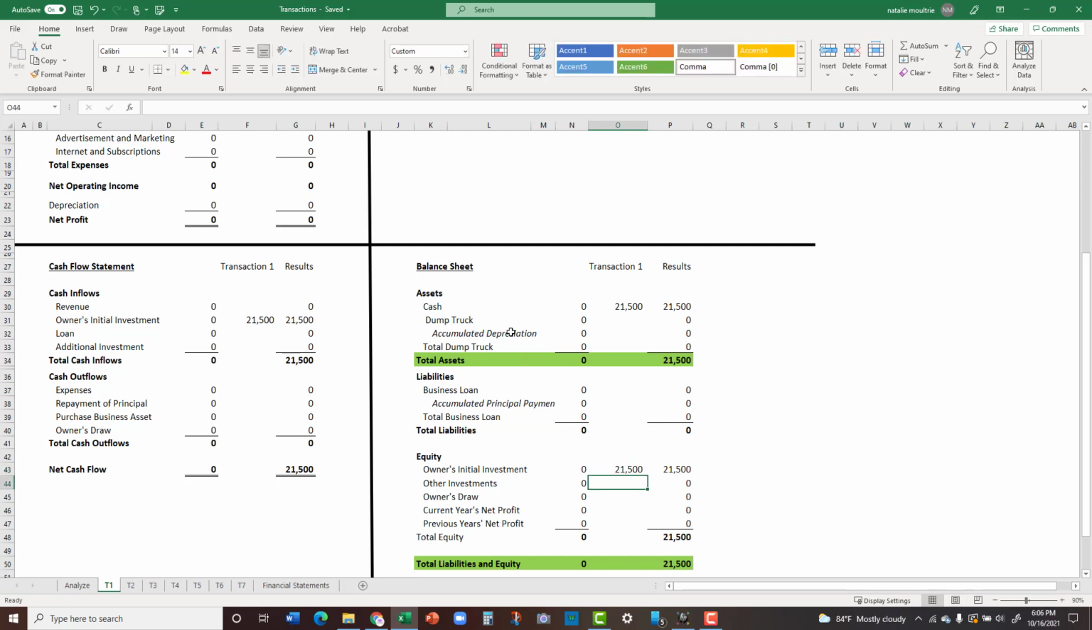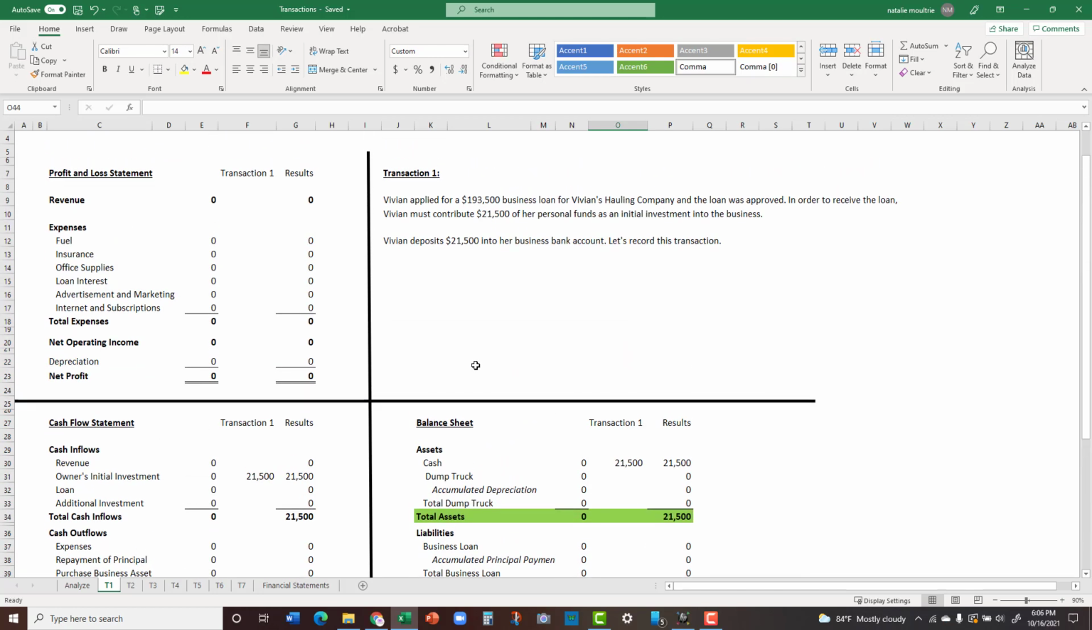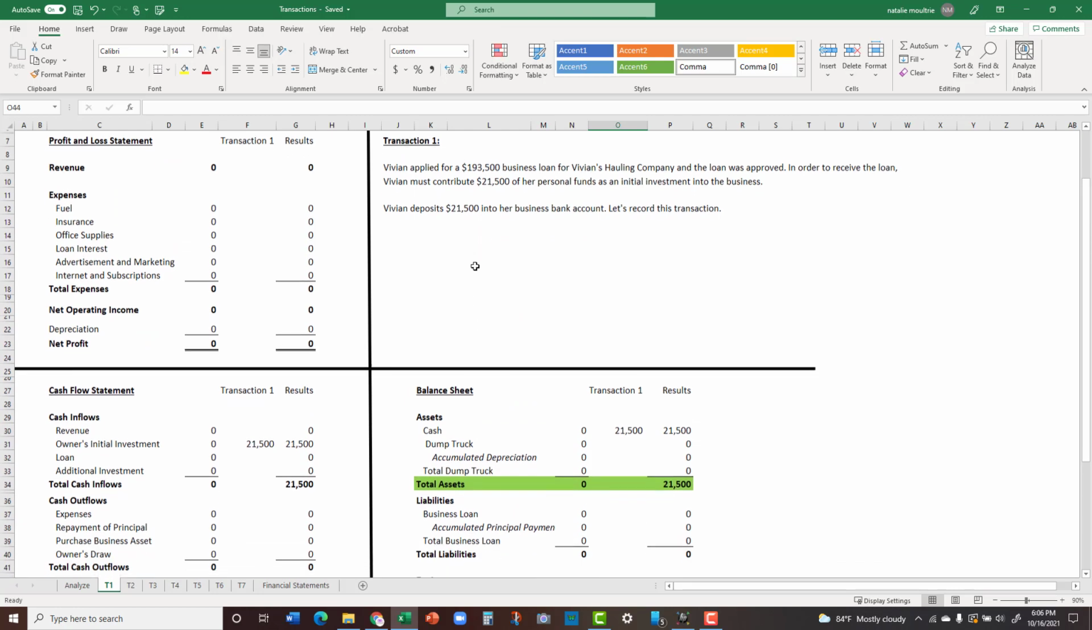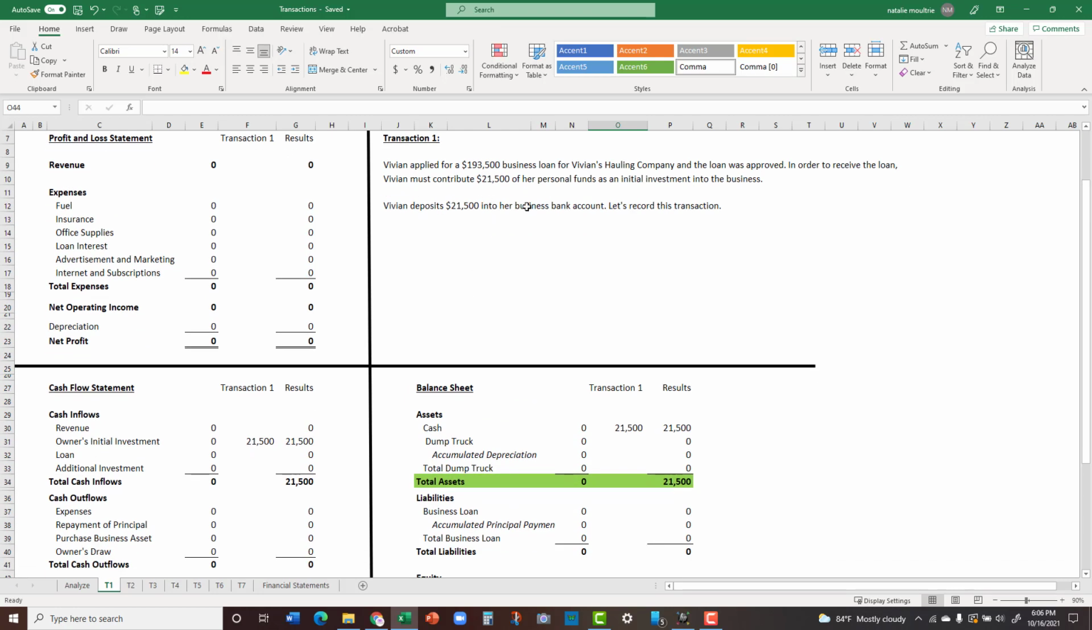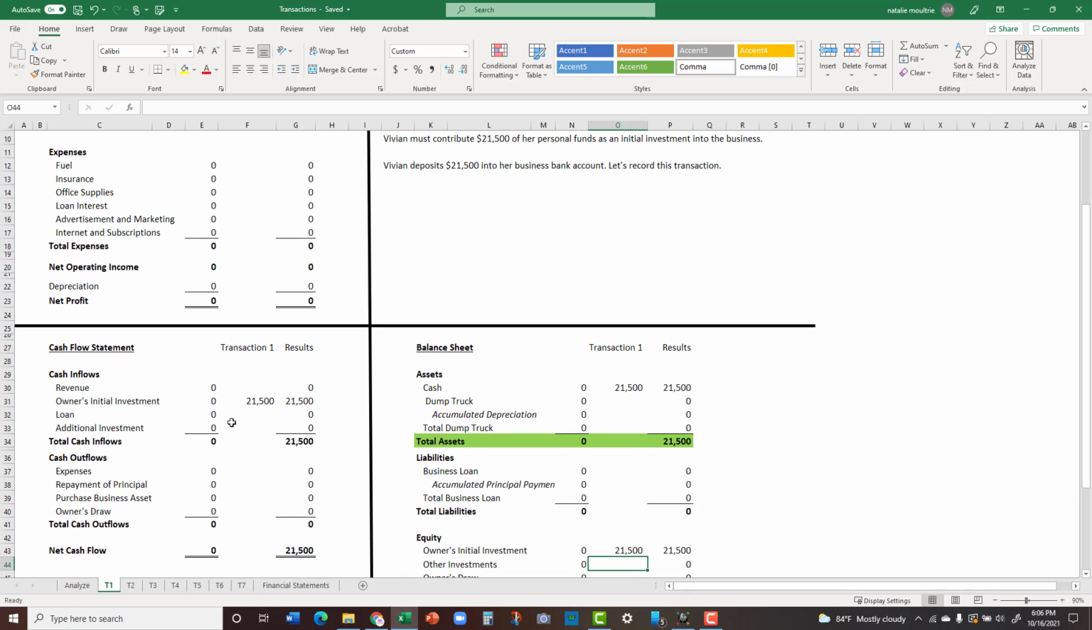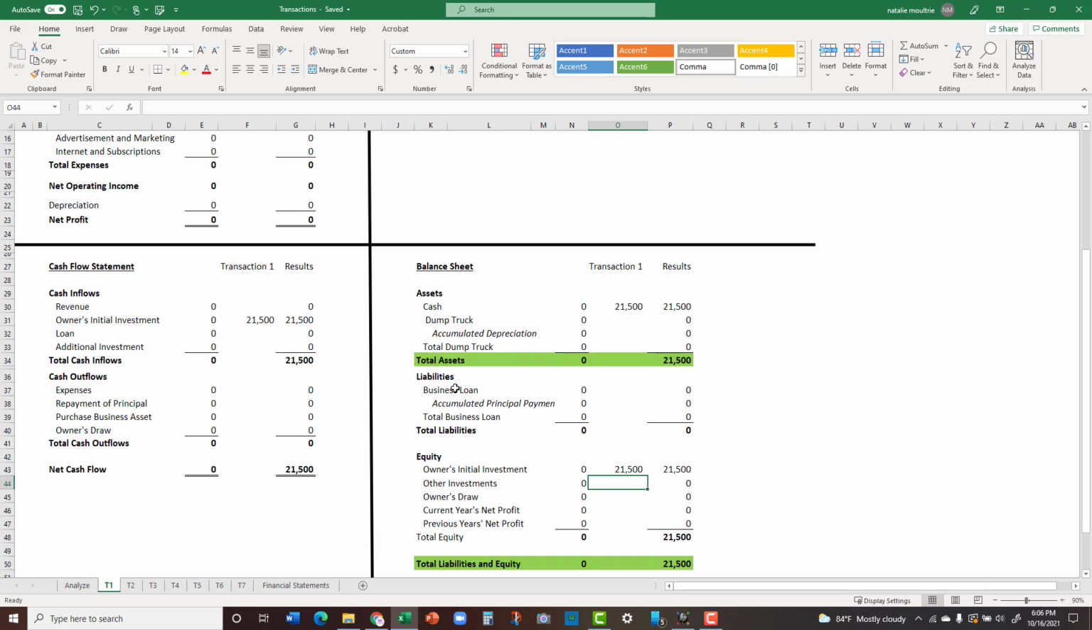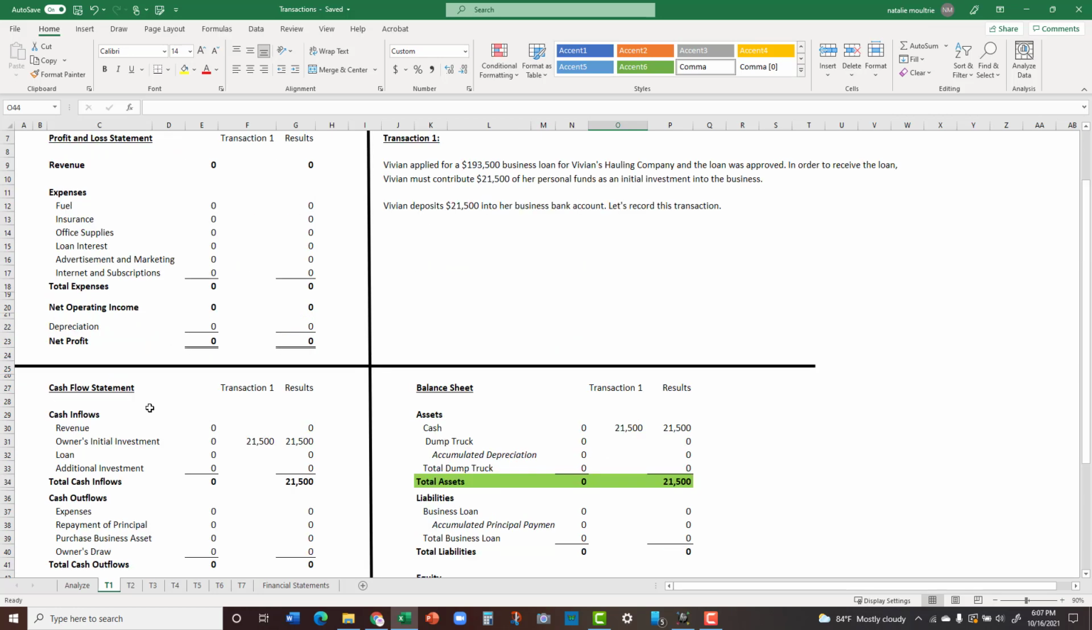Now keep in mind, for the balance sheet, our assets must equal our liabilities plus our equity. And so we're going to keep an eye on these two figures to make sure that they are the same. Okay, so just to recap, after transaction 1, as we begin to build our financial statements, the $21,500 will impact our cash flow statement. It will increase it, as well as our balance sheet in the assets section, and also in the equity section. So let's take a look at transaction 2.